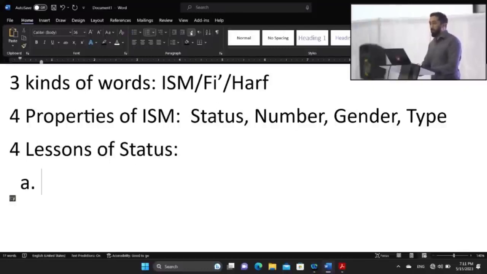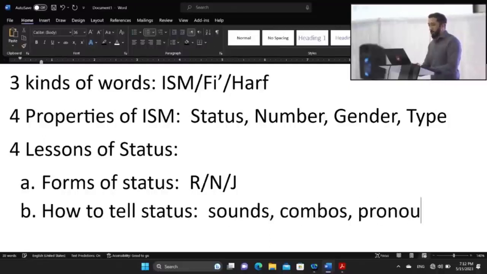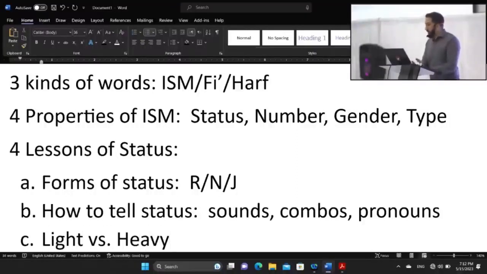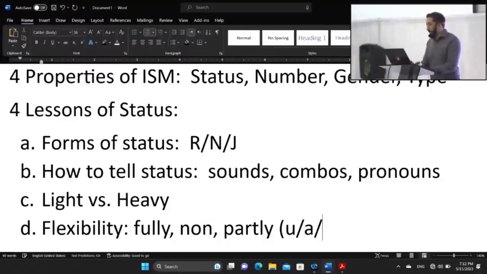4 lessons of status. 1. Forms of status, which are rafa, nasab, jar. Okay. How to tell status. Sounds, combos, pronouns. Pronouns are rebels, remember? That's the second lesson. Okay, third. Pronouns, we haven't done them yet. But I just said pronouns are crazy. I'll teach you later. Light versus? We covered that already. How many reasons are there in Arabic for a word to be light? We don't know them, but we know there are 4. Okay? And last one, flexibility, which is how many flexibilities? Fully, non, and the complicated, partly, which is the one I care about, u, a, and a. Right? This is a summary with some things missing, but this is an overall summary of everything we took 2 days to do and how to apply. This is where we are right now, which means status is complete.